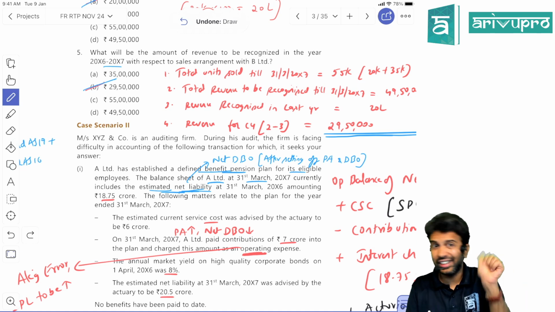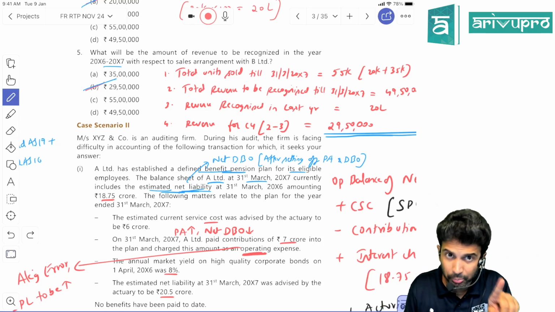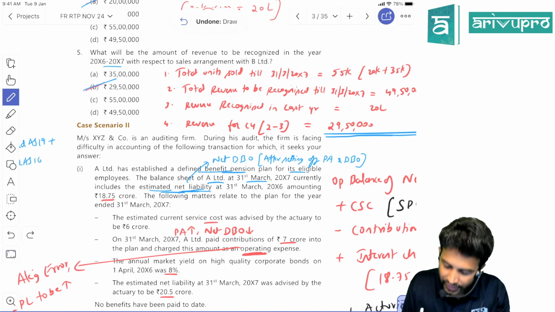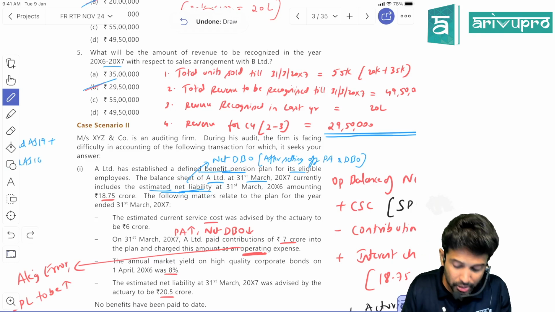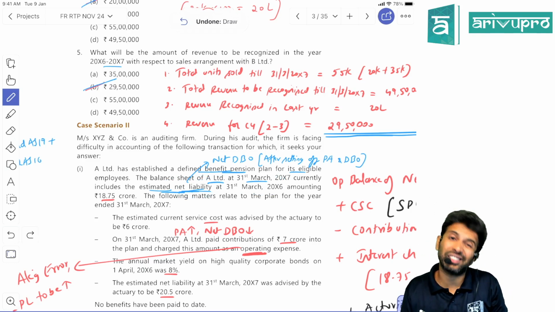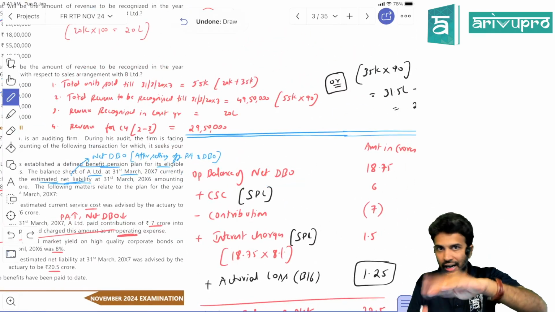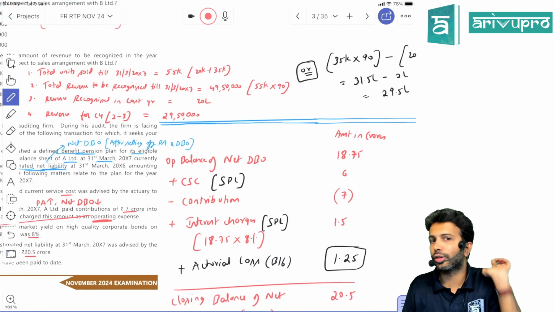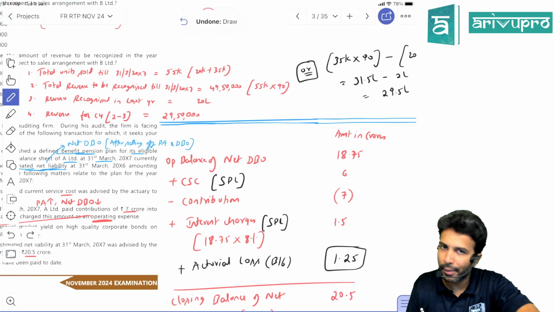So they have not given the DBO and plan assets balance separately. They have netted off and given the balance. And moreover, this is the balance as on which date? On 31st March 2006. Our current year is ending on 31st March 2007. They have given net DBO on 31st March 2006. So it is the opening balance. So the opening balance of net defined obligation, meaning after knocking off DBO and plan assets, the liability portion is higher. And how much is it higher by? 18.75. So that is your opening balance.